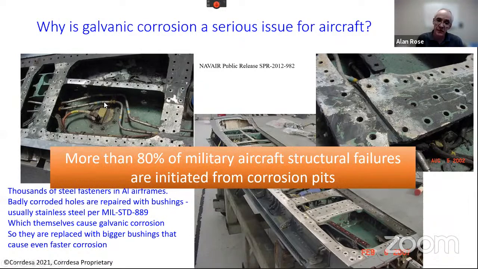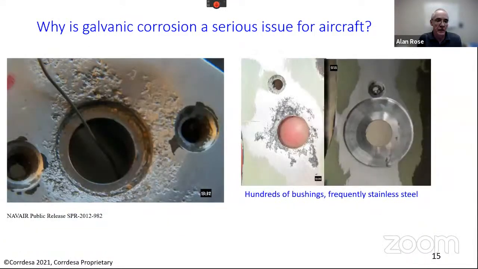Galvanic corrosion, there are many mechanisms of corrosion. We're particularly interested in galvanic corrosion because 80% of military structural failures are actually initiated from corrosion pits. So getting a handle on that is very important. All this has to be repaired, and that takes time, and it's very expensive.